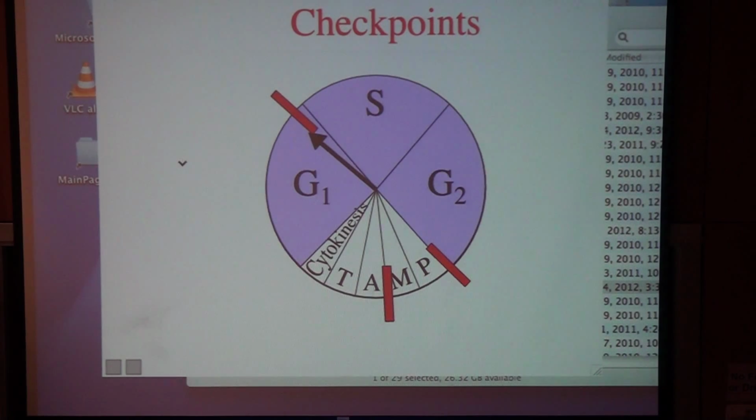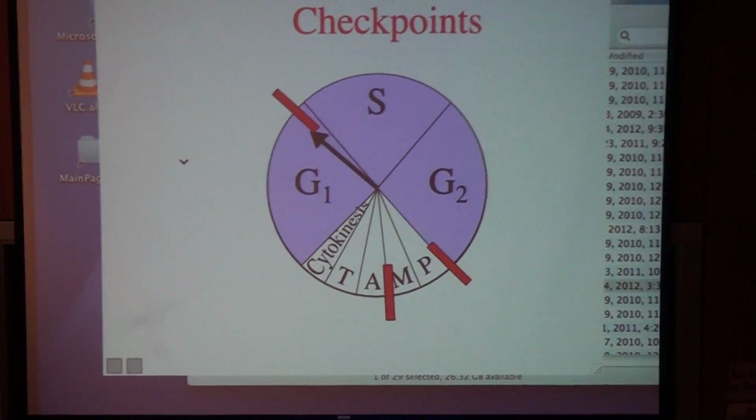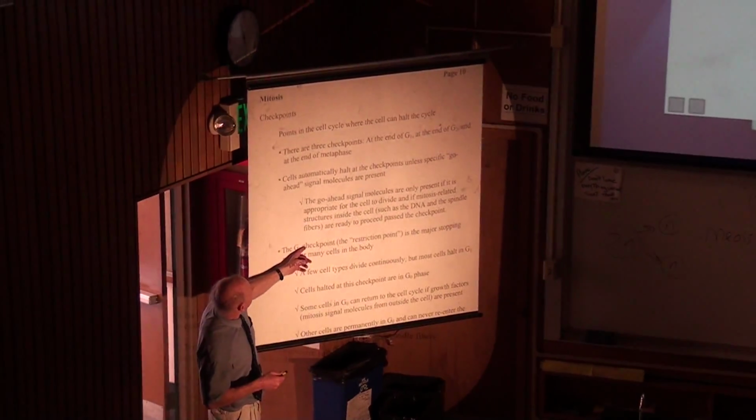When I was writing up these lecture notes, I looked through a whole bunch of biology textbooks to see if there was a general term for the names of the enzymes that carry out each phase, and there doesn't seem to be. So I kind of made up my own. I called them mitosis phase enzymes.